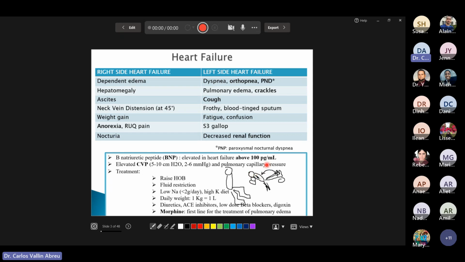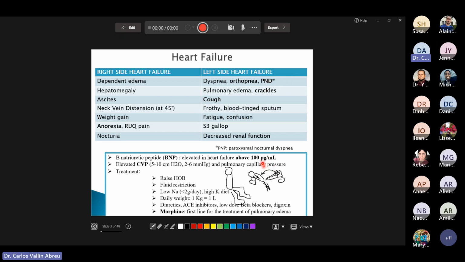So now the person is going to wake up at 12 or 1 a.m. with a severe pulmonary edema, very short of breath, coughing with pink frothy sputum, and this is the paroxysmal nocturnal dyspnea. Dyspnea because it is shortness of breath, a severe shortness of breath.